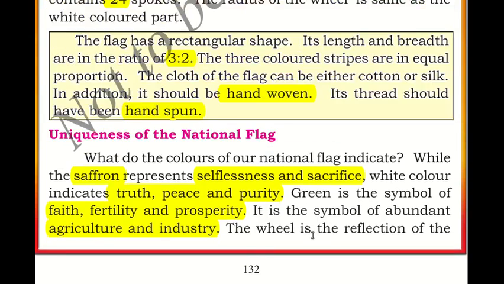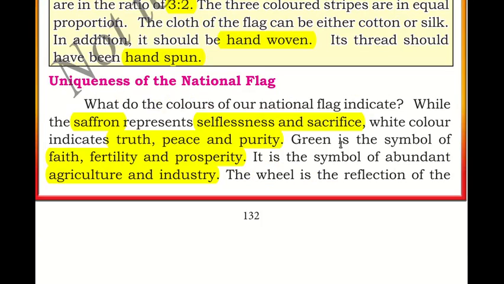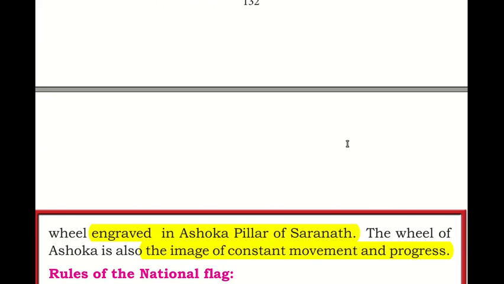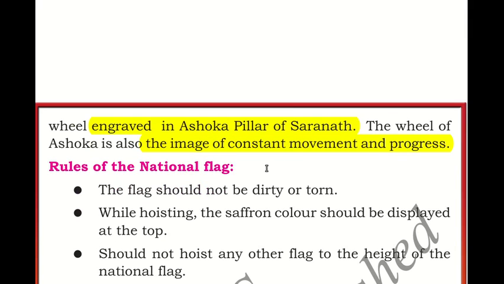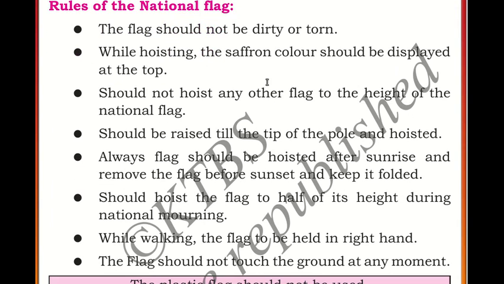So the 24 spokes on the wheel represent the 24 hours of a day. Because there are 24 spokes and because it's a wheel, it indicates that the nation will be progressing forward 24/7. The entire 24 hours of a day, the nation will be moving ahead. That is what the wheel symbolizes. Now, let us look at the rules of handling the national flag with care.